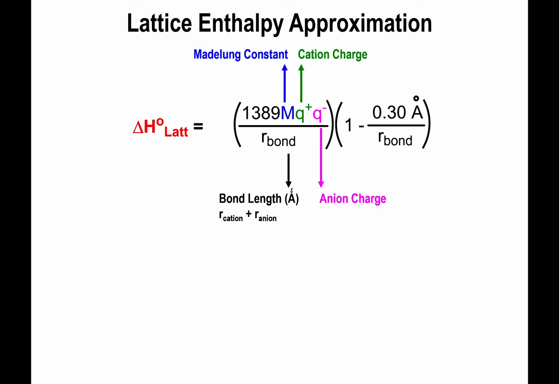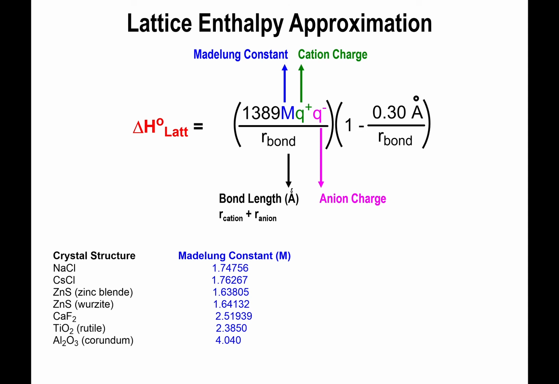And M is known as something called the Madelung constant, which is associated with the shape of the unit cell of the salt. And the Madelung constant has specific values associated with a specific type of structure that you're dealing with. And here's a little table that gives you a handful of those values.